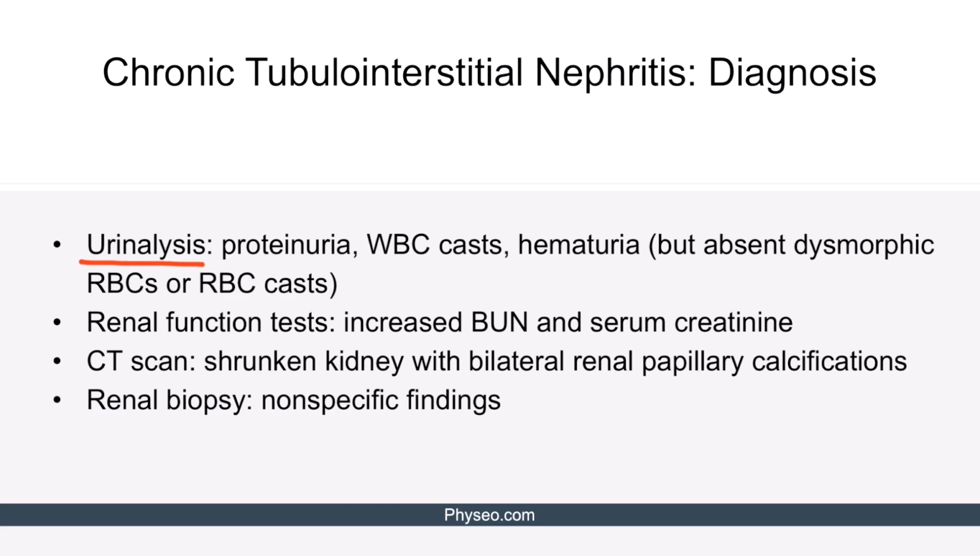Renal function tests reveal increased BUN and serum creatinine levels. CT scan may reveal shrunken kidneys with bilateral renal papillary calcifications. Renal biopsy is not performed routinely due to non-specific findings.